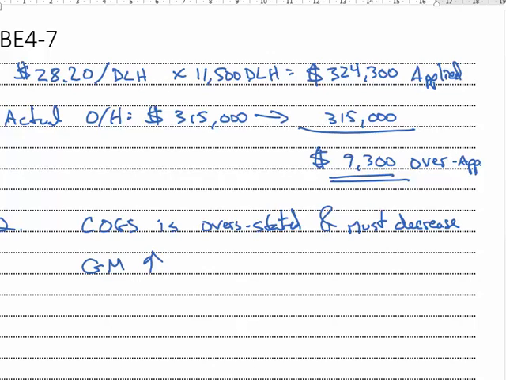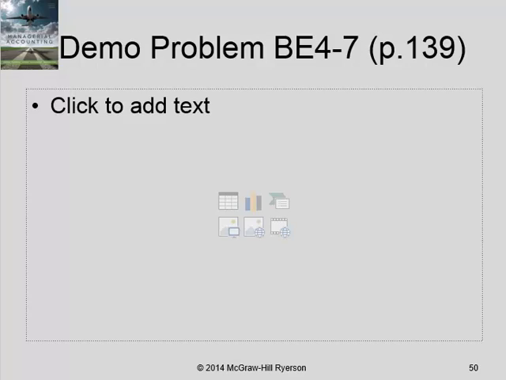And that essentially answers the question. Okay, so gross margin will go up when we reduce our cost of goods sold by dealing with this overapplied overhead. All right, that concludes this demo problem.